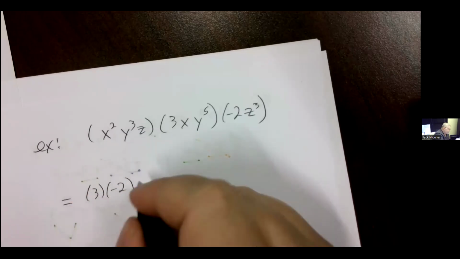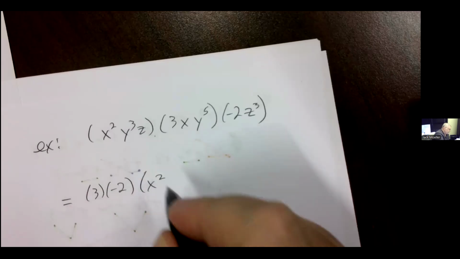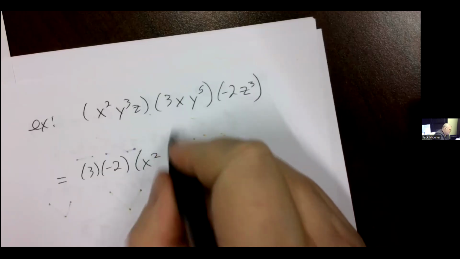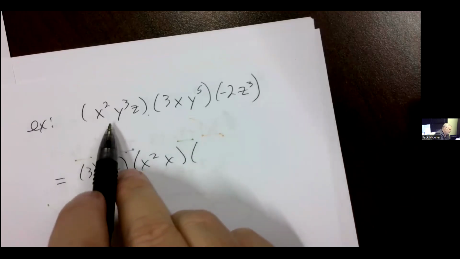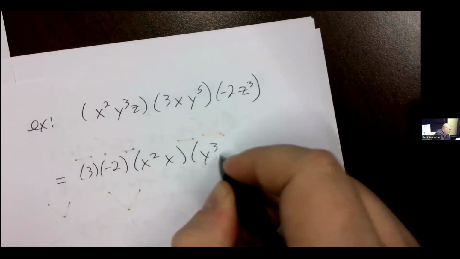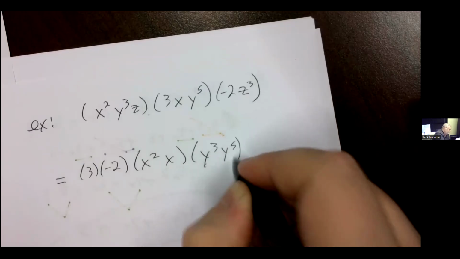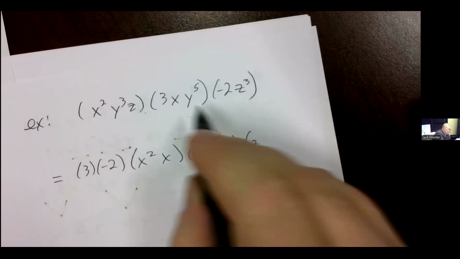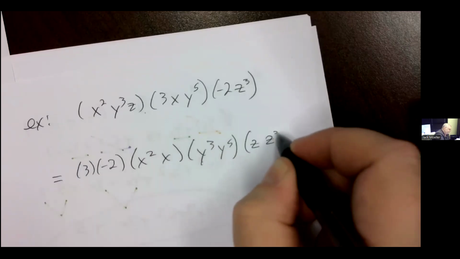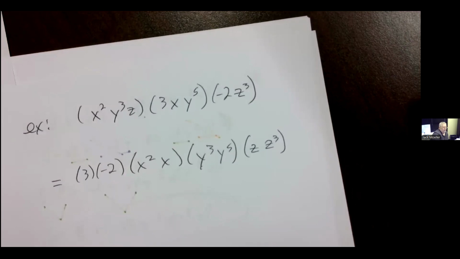You can do all your x's times your x's. You have x squared times x. There's no x there. Do y's times y's. So you have y cubed times y to the 5th. And then z's times z's. We got a z and a z cubed. So if you have multiple variables, just multiply each variable by its like variable.